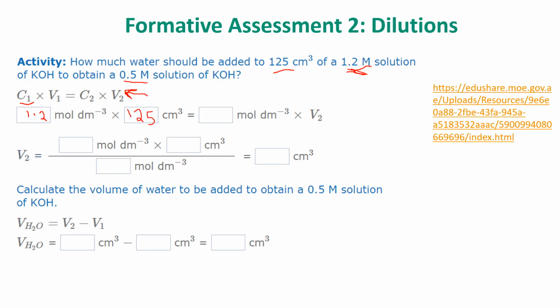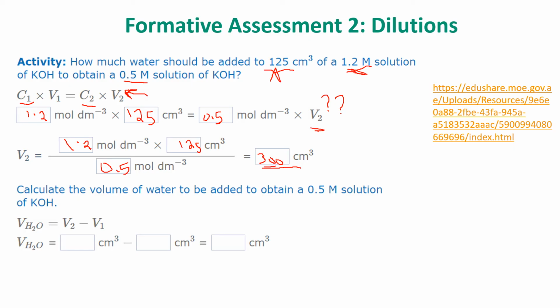It's going to equal, what is the second concentration, or the new concentration that you want your solution to have? 0.5 molar multiplied by V2, which is the unknown. We don't know it yet. So try to find V2 using your math skills. So here you have 1.2 multiplied by 125 over 0.5, and the answer is going to be 300 centimeter cube. Did we finish the question? No, because the question is asking you how much water should be added. So this is the final volume, but how much should I add to 125 to reach 300?